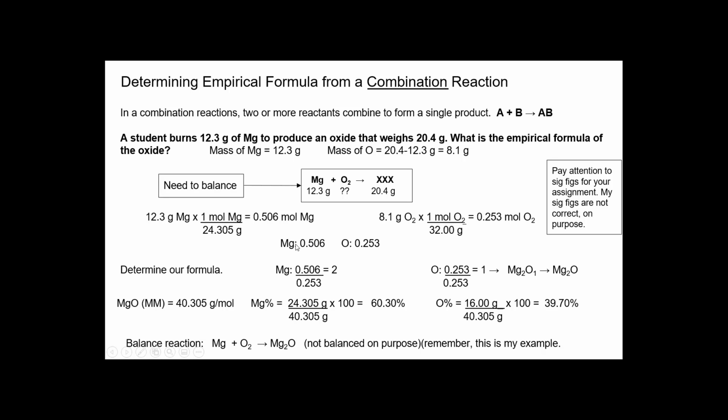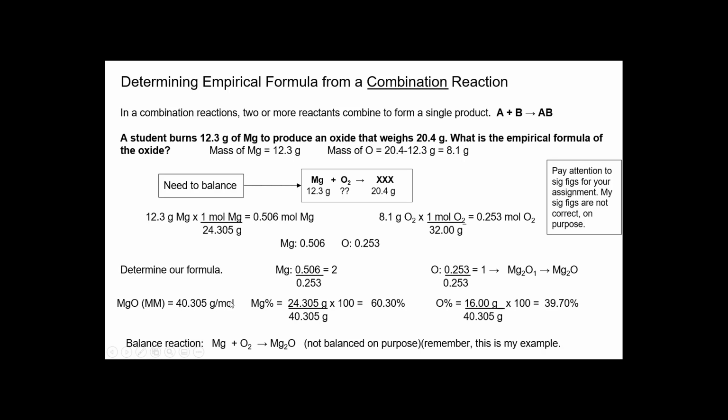After that, you are always going to divide by the lower one, the smallest one. So we did that here. This gives me 2. This gives me 1. I can now plug these in, and that gives me 2 magnesiums and 1 oxygen.